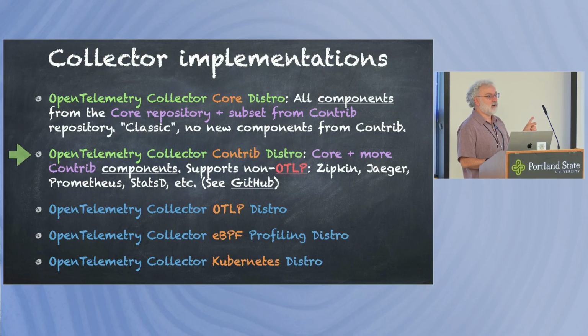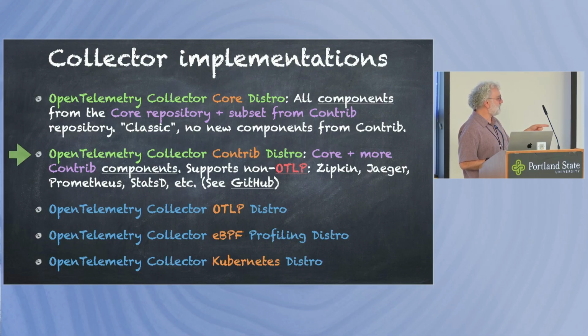The collector, however, also supports some other protocols that are older, that predate OpenTelemetry. They're so popular that, to make it easy for deployment, the collector already just supports those other protocols as well. But if you don't need those older protocols, then they have a distro that focuses just on the pure OTLP protocol itself.